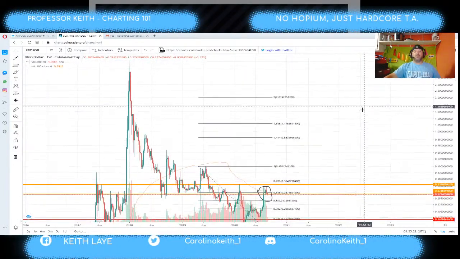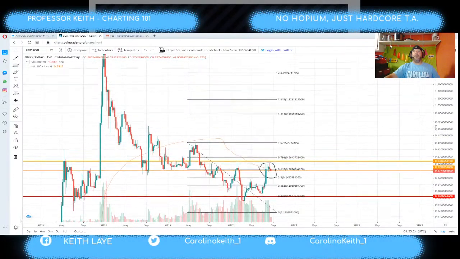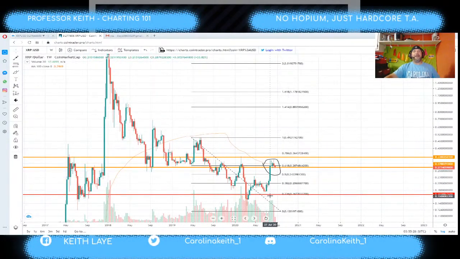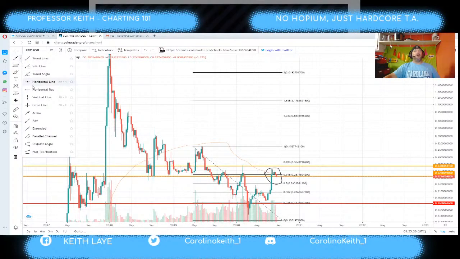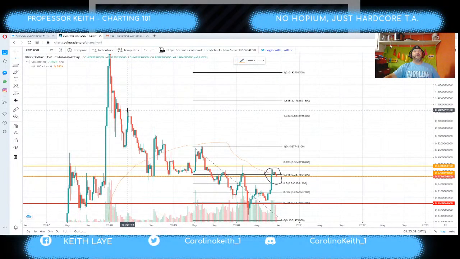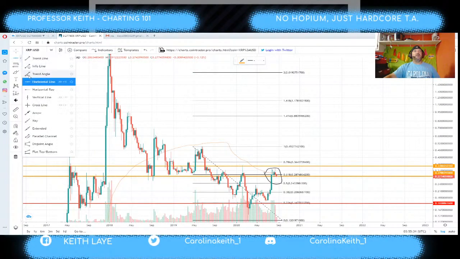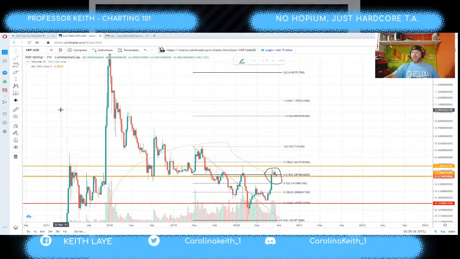The good news is we're trending up. We're trending up, not down. For the first time in forever, we have broken this trend line. Let's draw a little trend line here. This is why we do trend lines, fellas.